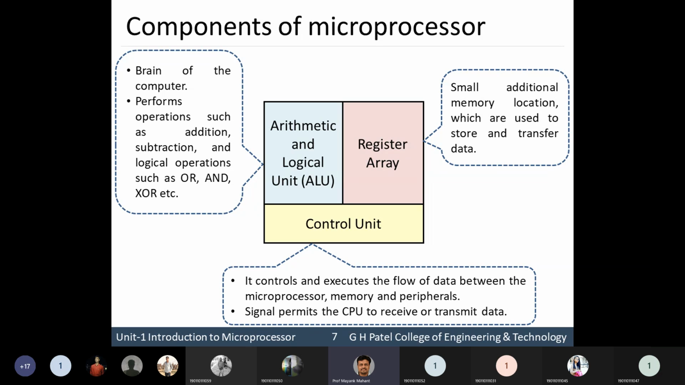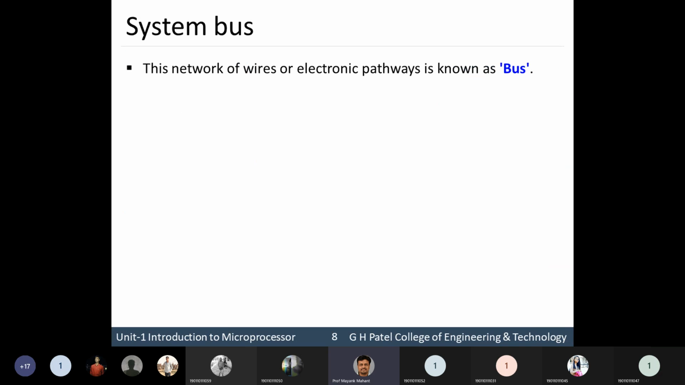It controls and executes the flow of data between the microprocessor, memories, and peripherals. It generates the signals that permit the CPU to receive or transmit data. We will be looking into the signals also, what type of signals the control unit is supposed to generate, in coming classes.